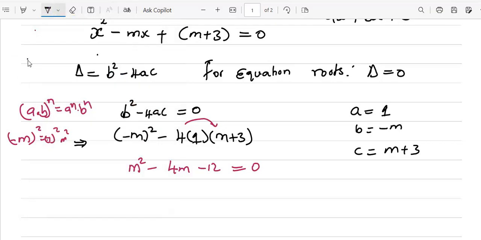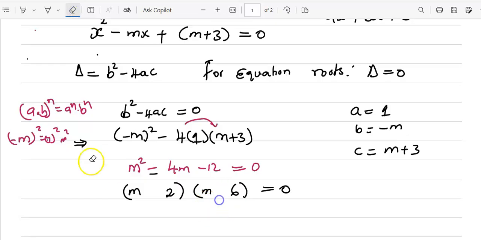So to solve for m, we need to factorize this quadratic equation. If we factorize, this is m, this is m. The factors of 12 that give you 4 when you add or subtract are 6 and 2. Since the 12 is negative, one should be positive and the other negative. The negative will go to the bigger number. So we give the negative to the 6, and the 2 will be positive.